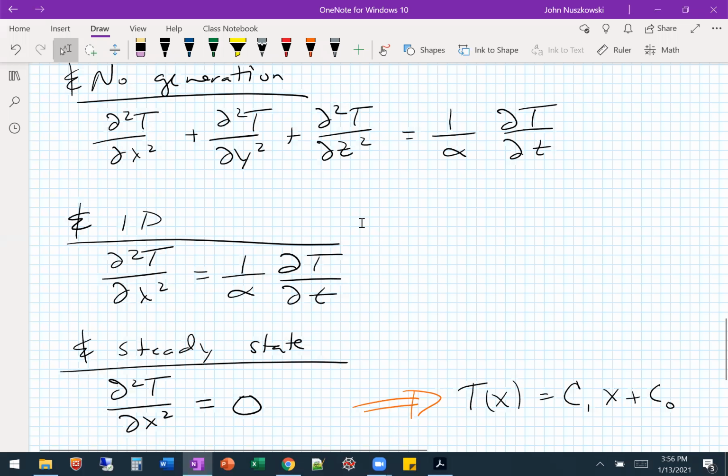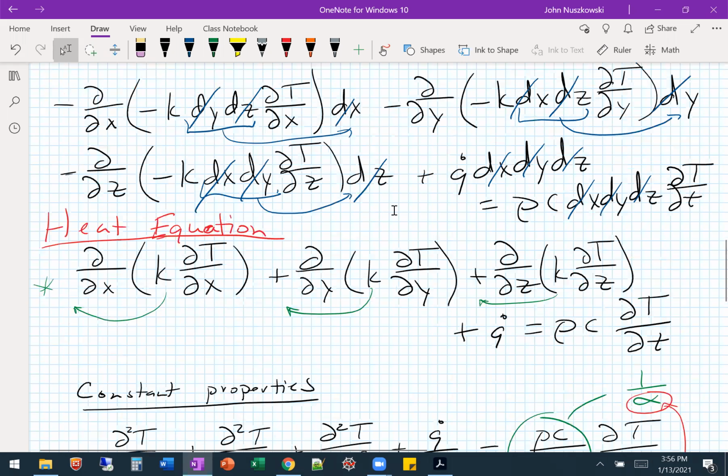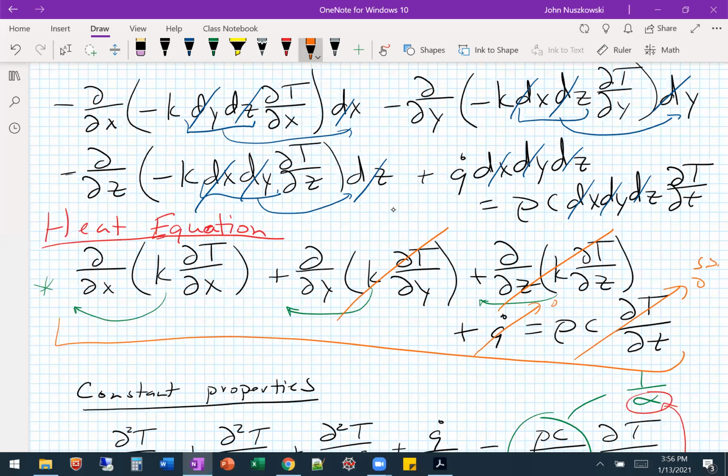So you could start at the top one, and if you just did steady state, all that would go away is this term. No generation is this term. 1D are these two terms. Constant property is the pulling of that K out. So that's where you start with this equation, and then you can simplify it from there for your problem.